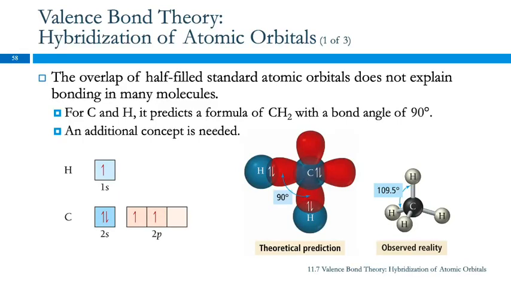So just overlapping half-filled regular atomic orbitals didn't quite work because the bond angle was wrong. We saw that with the H2S. And here we can look at it again with carbon and hydrogen. So here's the orbital diagram for carbon, and here's an orbital diagram for hydrogen. Hydrogen has a half-filled orbital. Carbon has two half-filled orbitals.